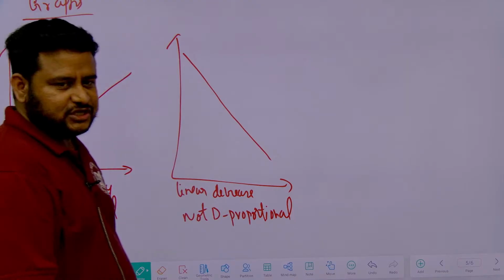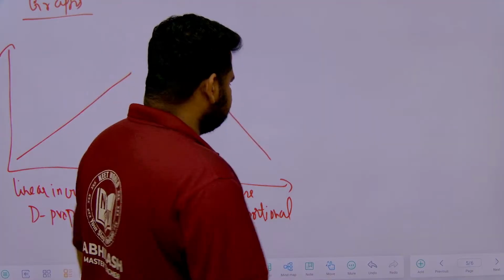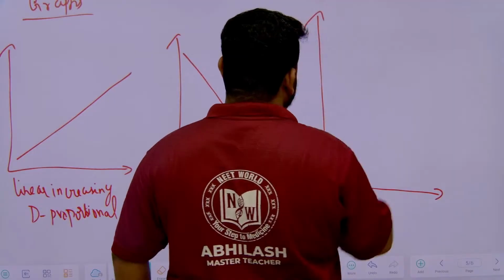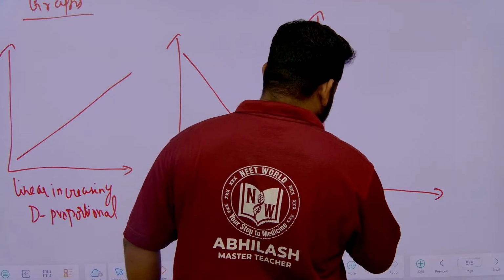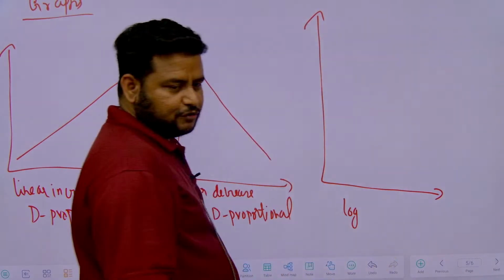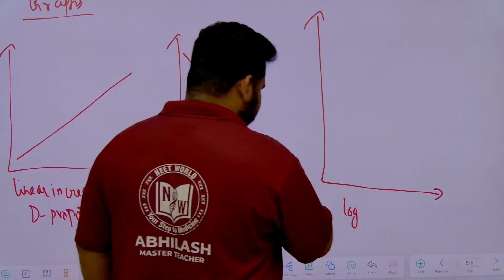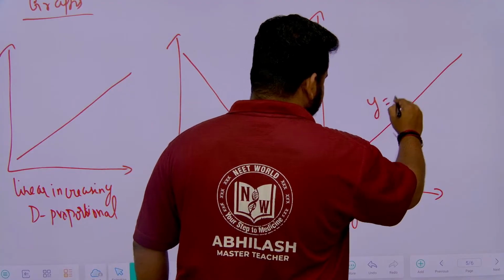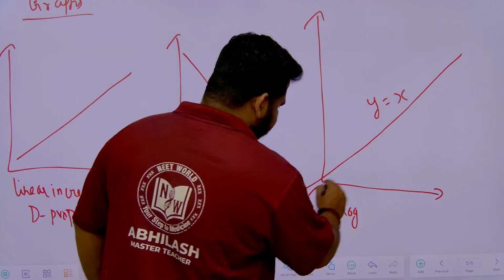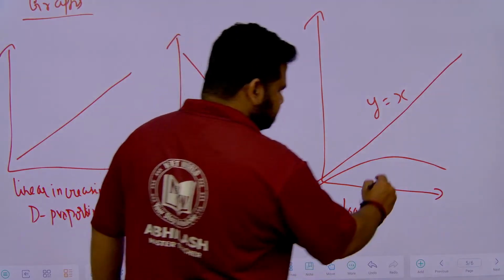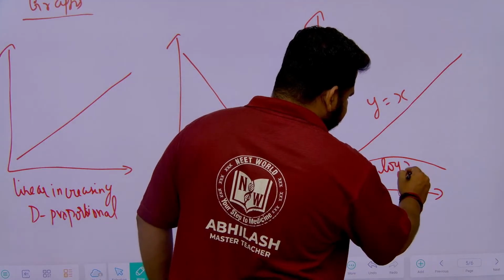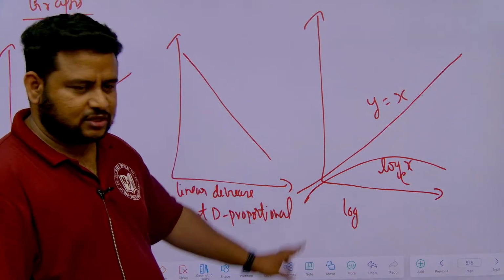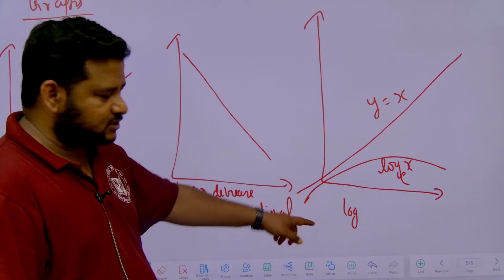Next is exponential increase. Before that we learn the logarithm graph. Suppose a straight line is passing like this. This is given by y is equal to x. The graph which we have here, we call it log x to the base e. This is the logarithmic graph.